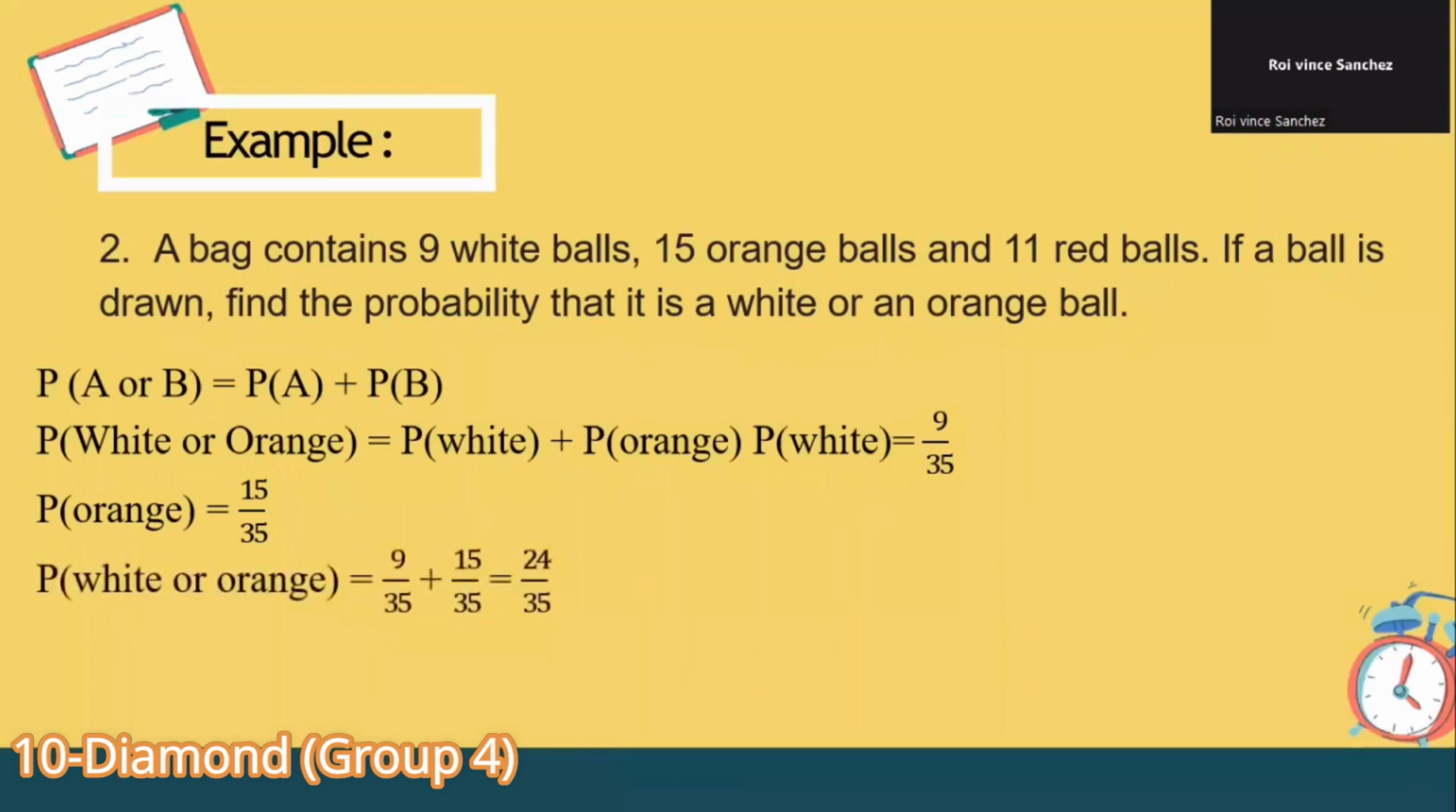To solve the probability of getting a white or orange ball, we will add the probability of getting a white ball and the probability of getting an orange ball. 9 plus 15 is equal to 24, and copy the denominator 35. Therefore, the probability of getting a white or orange ball is 24 over 35.